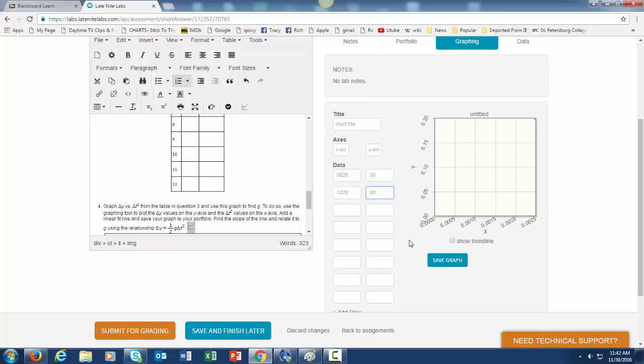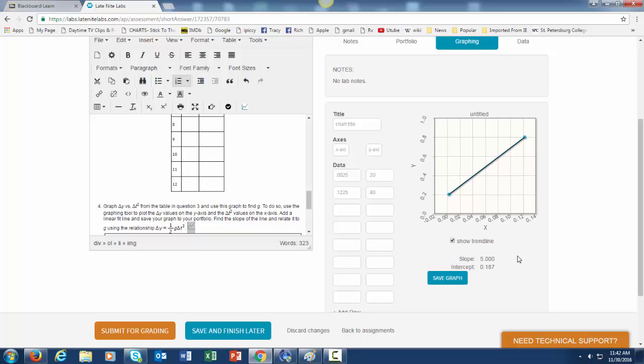Now, when I do that, I'll come up with a graph, and the graph will have points on it. And then I can click on this button, Show Trend Line. And once I do that, the trend line will give me a slope. And that's all I'm really interested in, it's a slope.